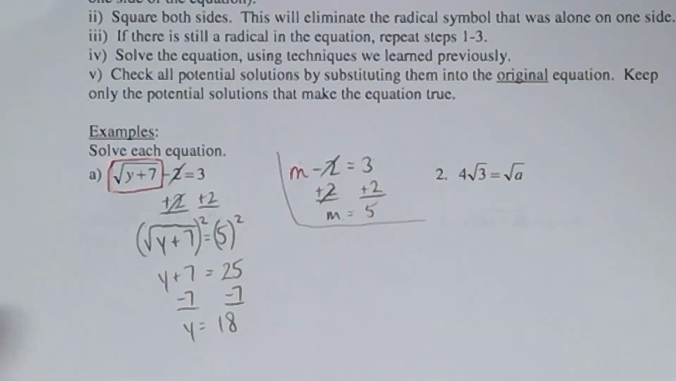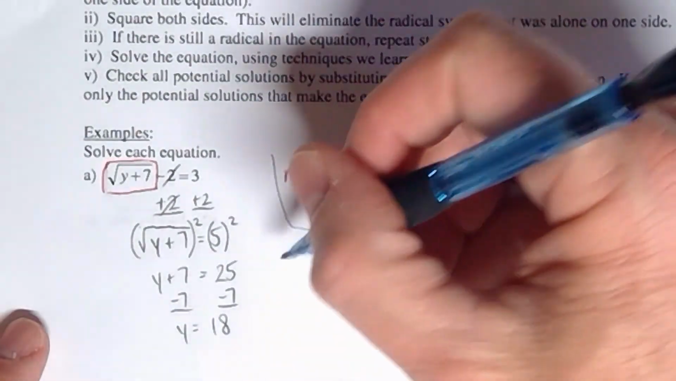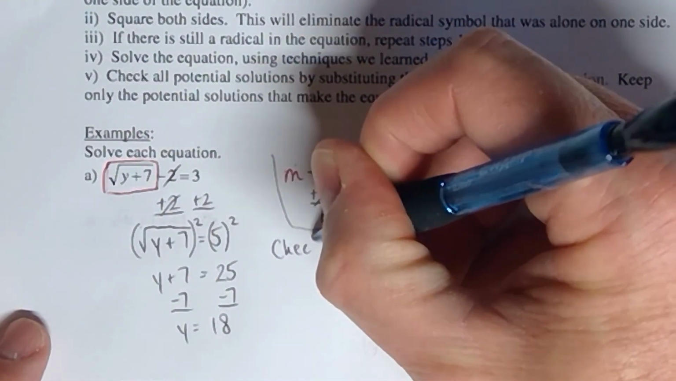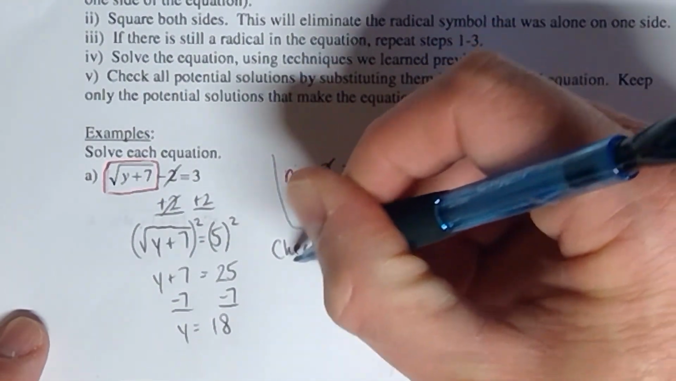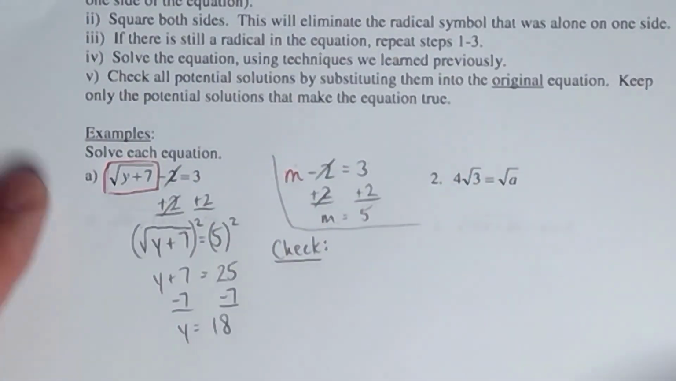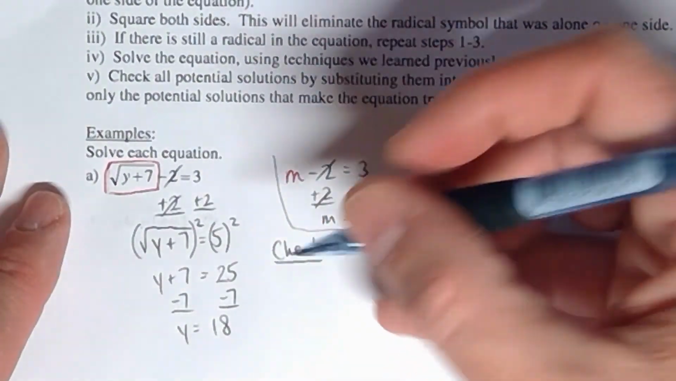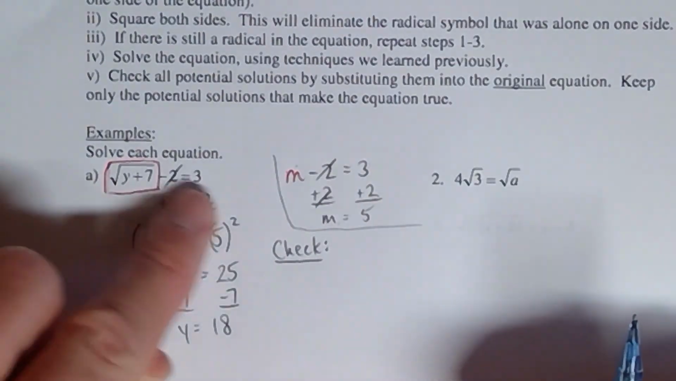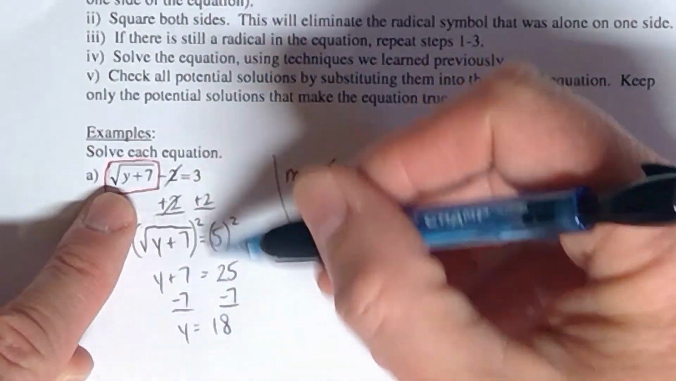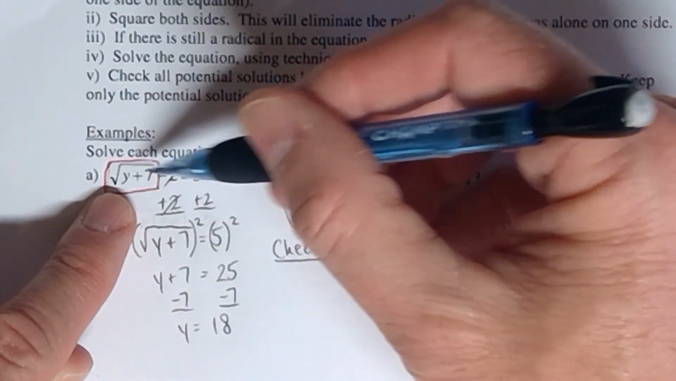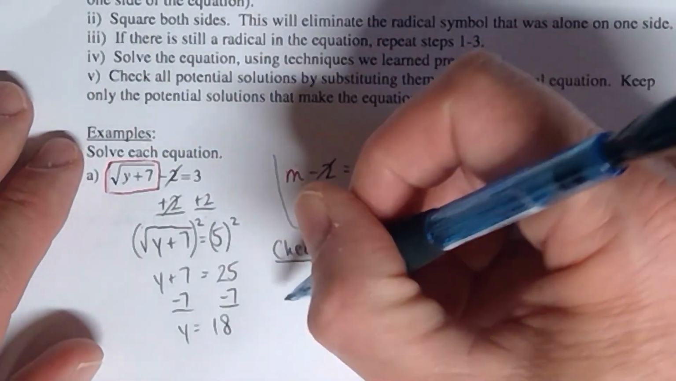Remember, we have to check our answers. When do we check our answers? When you have fraction equations and when you have radical equations, right? So I want to check that 18. How do I do that? I simply plug it into the original equation. Don't plug it into any of these equations down here. The original equation. It has to be.